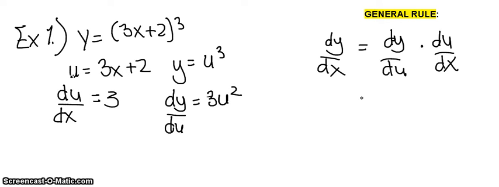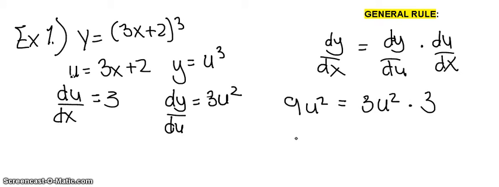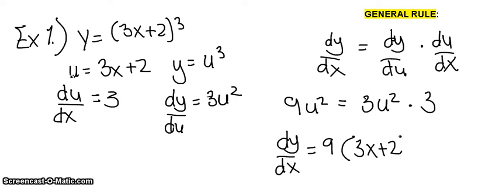Now by multiplying dy du by du dx, we will insert the numbers we've got. So we will take 3u squared multiplied by 3 to get 9u squared. To complete the rule, we will reinsert u, so that dy dx will equal 9 times (3x plus 2) squared.